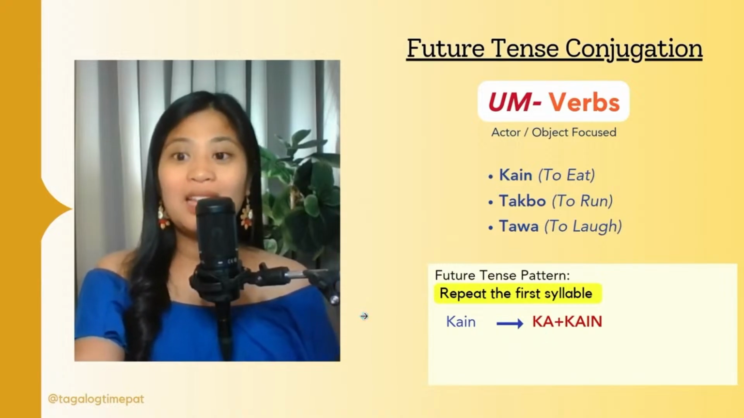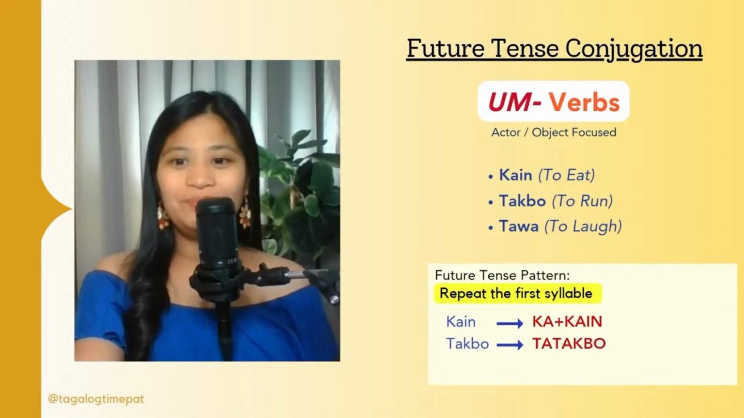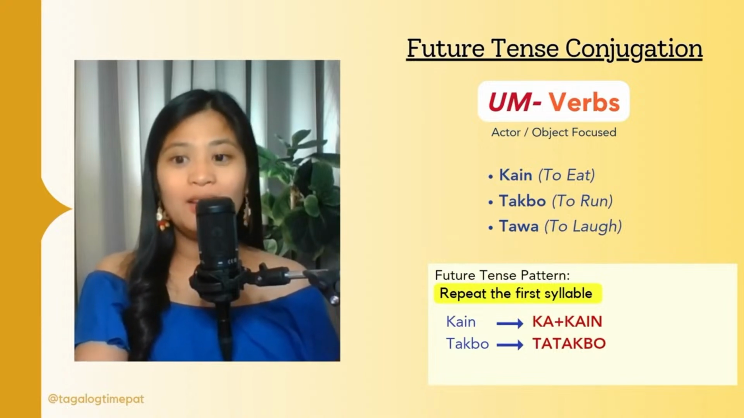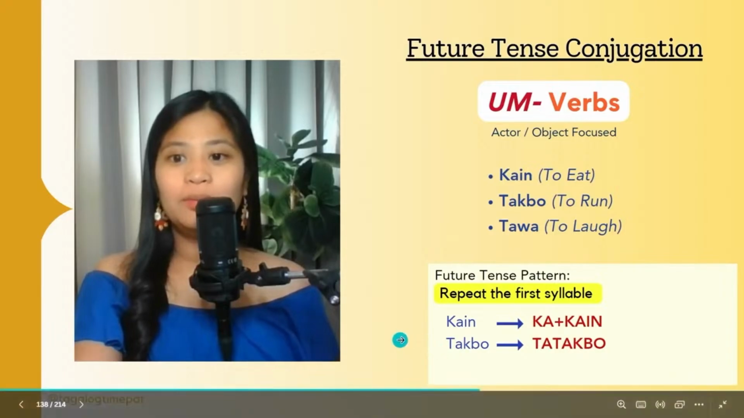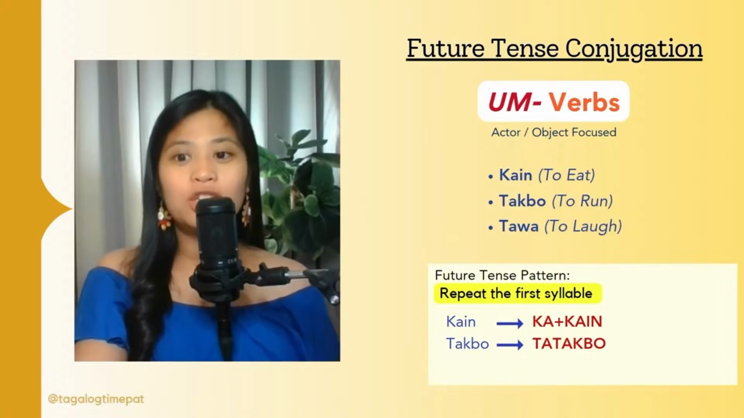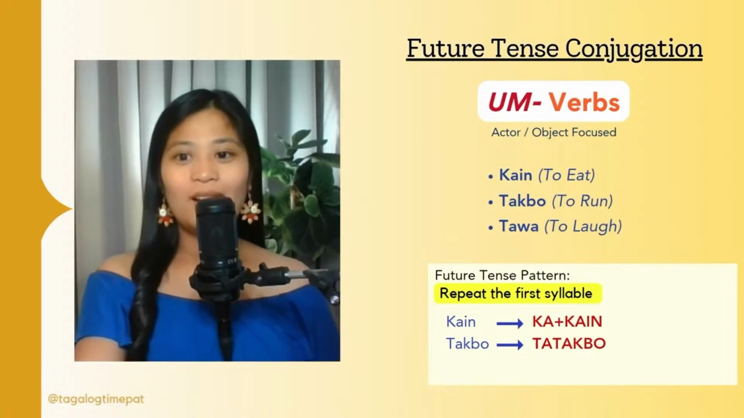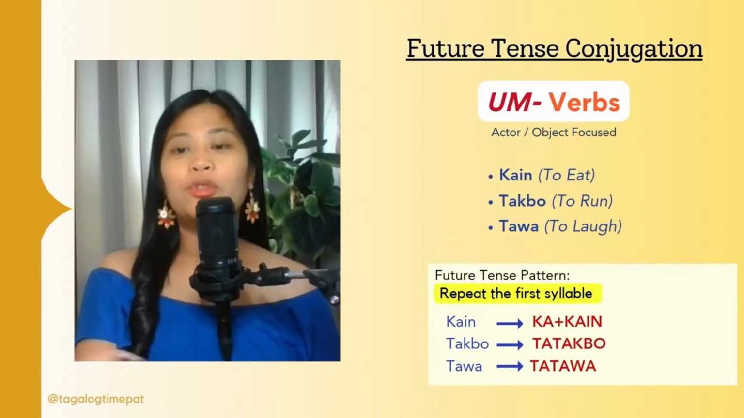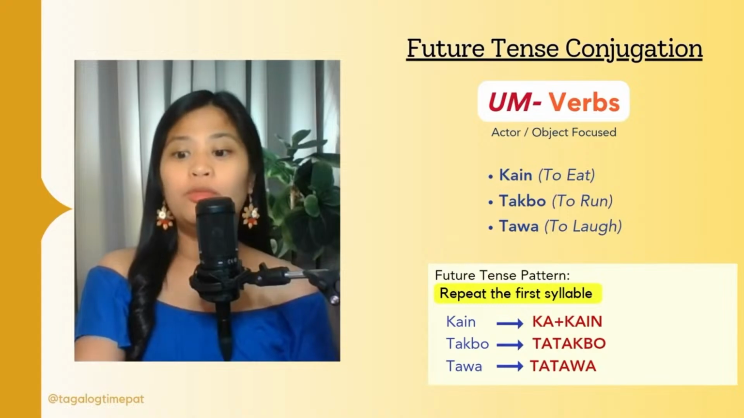So let's take a look at takbo, which means to run. Takbo in the future tense becomes tatakbo. Tatakbo sila, they will run. Again, you're just repeating the first syllable. You give it a try. What do you think tawa, to laugh, will be in the future tense? All right, tawa will be tatawa. Tatawa sila, they will laugh. So you're just repeating the first syllable for the future tense conjugation of verbs.